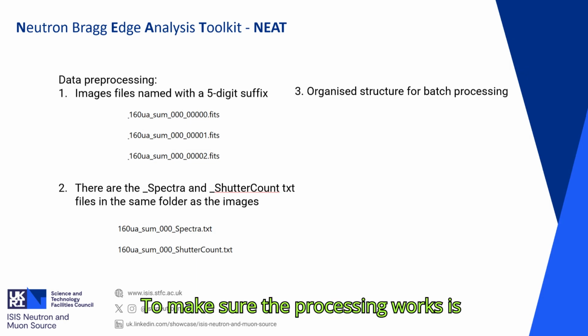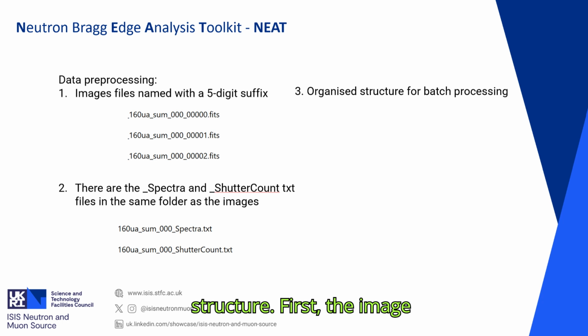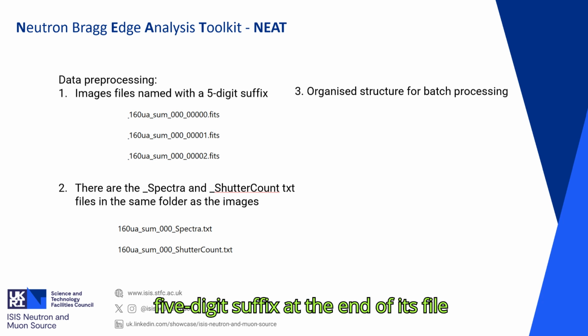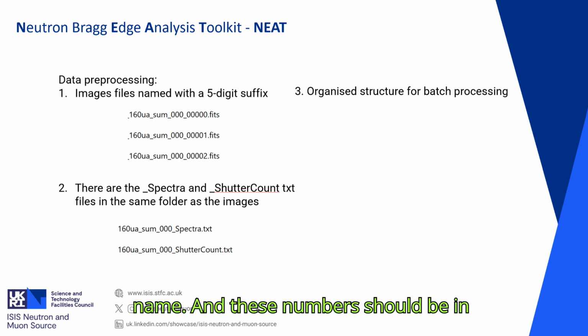To make sure the processing works as expected, there are a few important requirements for your files and folder structure. First, the image files need to follow a specific naming format. Each image should have a 5-digit suffix at the end of its file name, and these numbers should be in sequence.